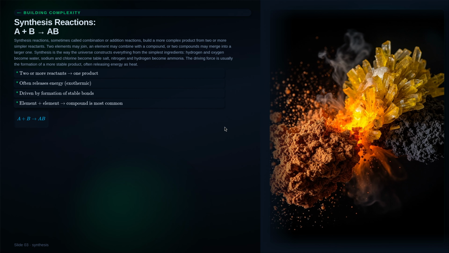Synthesis reactions, also called combination or addition reactions, are the simplest of the 5 types. 2 or more reactants join together to form a single new product. The general pattern is A plus B yields AB. This can be 2 elements combining, an element combining with a compound, or 2 compounds joining together. A classic example is iron reacting with sulfur to form iron sulfide. Atoms in the reactants are rearranged and bonded together to create the product, releasing or absorbing energy along the way. Synthesis is the building reaction. It builds something more complex from simpler pieces.